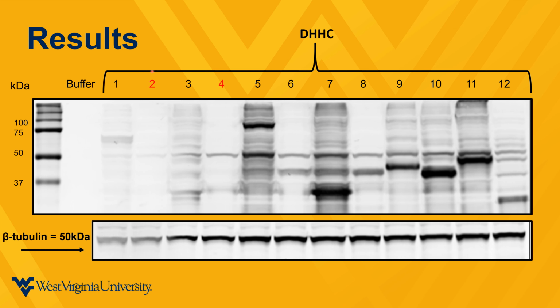The ones highlighted in red are ones that we determined did not work. And beta tubulin was used as our control, since we expect to see beta tubulin right at 50 kilodaltons, which we did, and we saw a distinct band across all of the DHHCs.